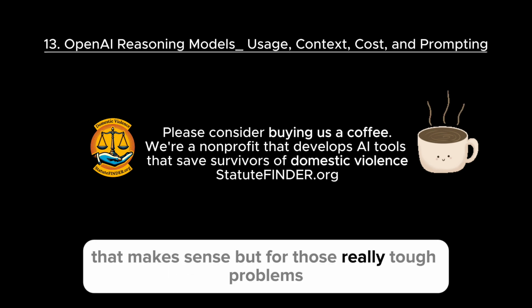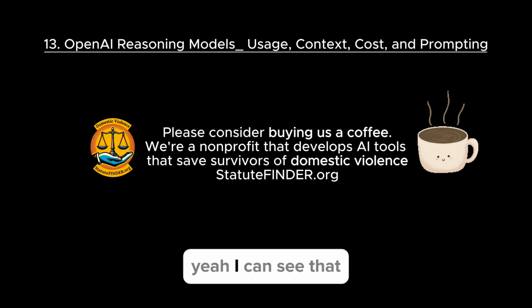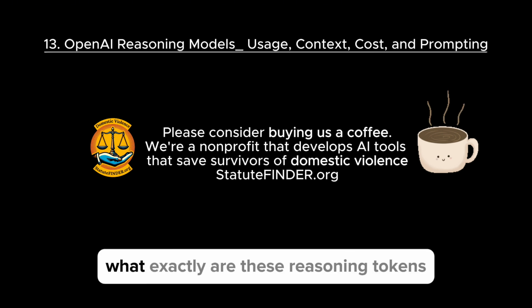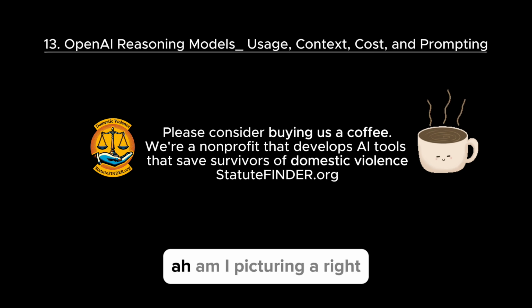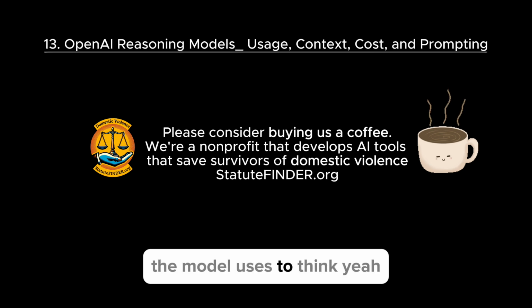But for those really tough problems, that extra juice can make all the difference. Yeah, I can see that. So now I'm curious, what exactly are these reasoning tokens? Am I picturing it right? Like little pieces of information the model uses to think?